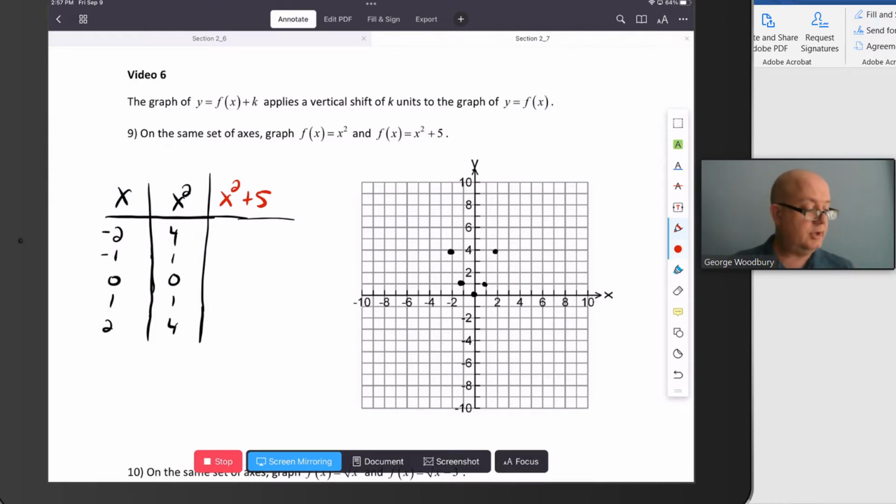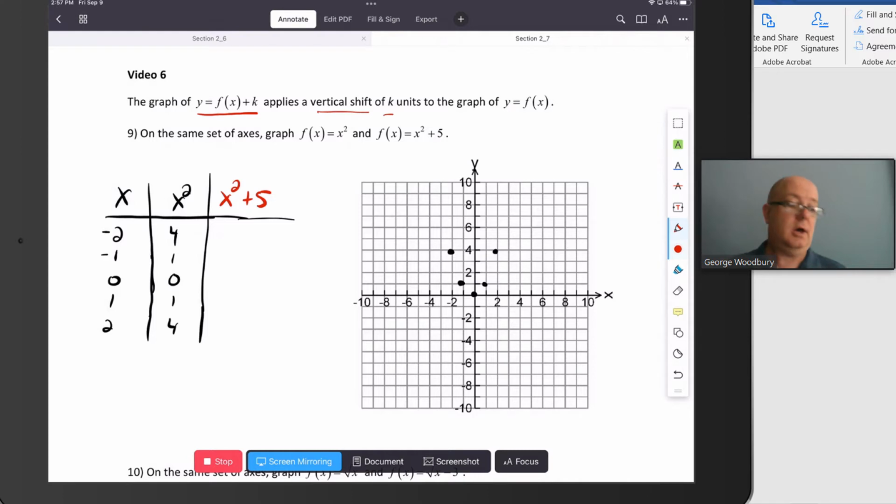So if we have a function y equals f of x and then there's a value of k added on outside the function, that applies a vertical shift up or down of k units depending on whether k is positive up or negative down. You take the basic graph and then you shift it by k units in that vertical direction.